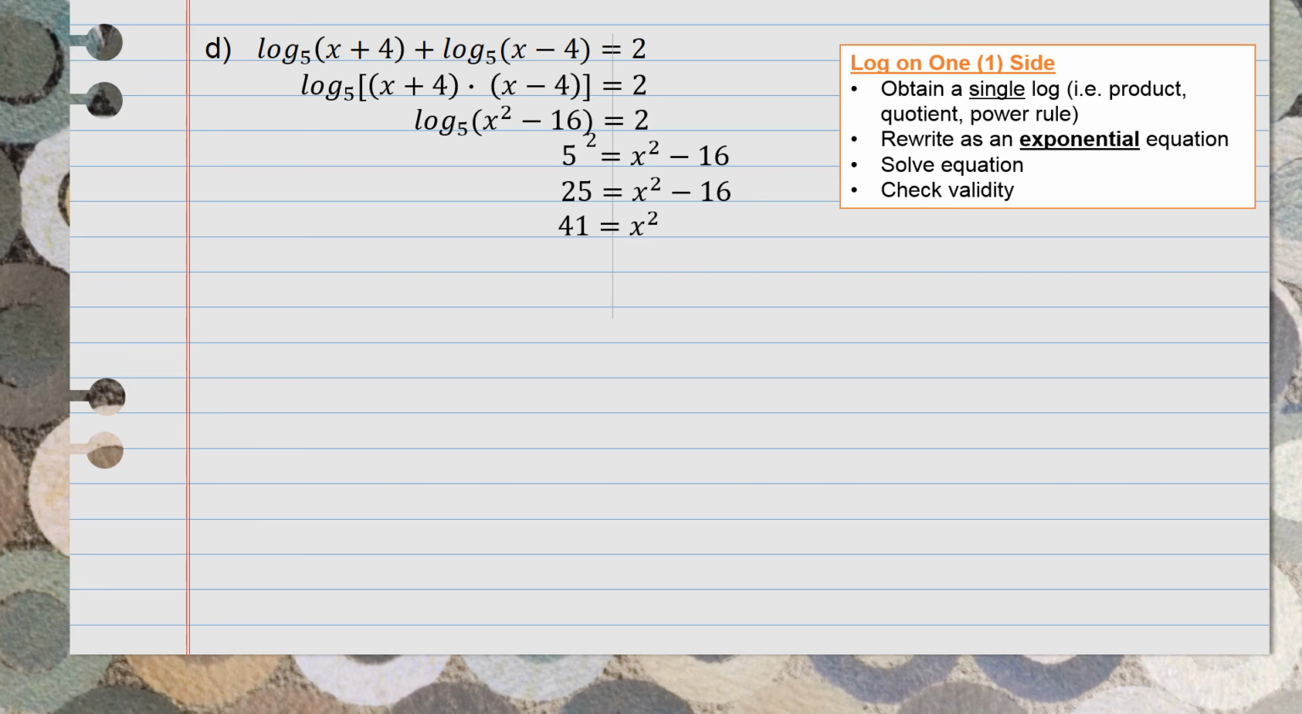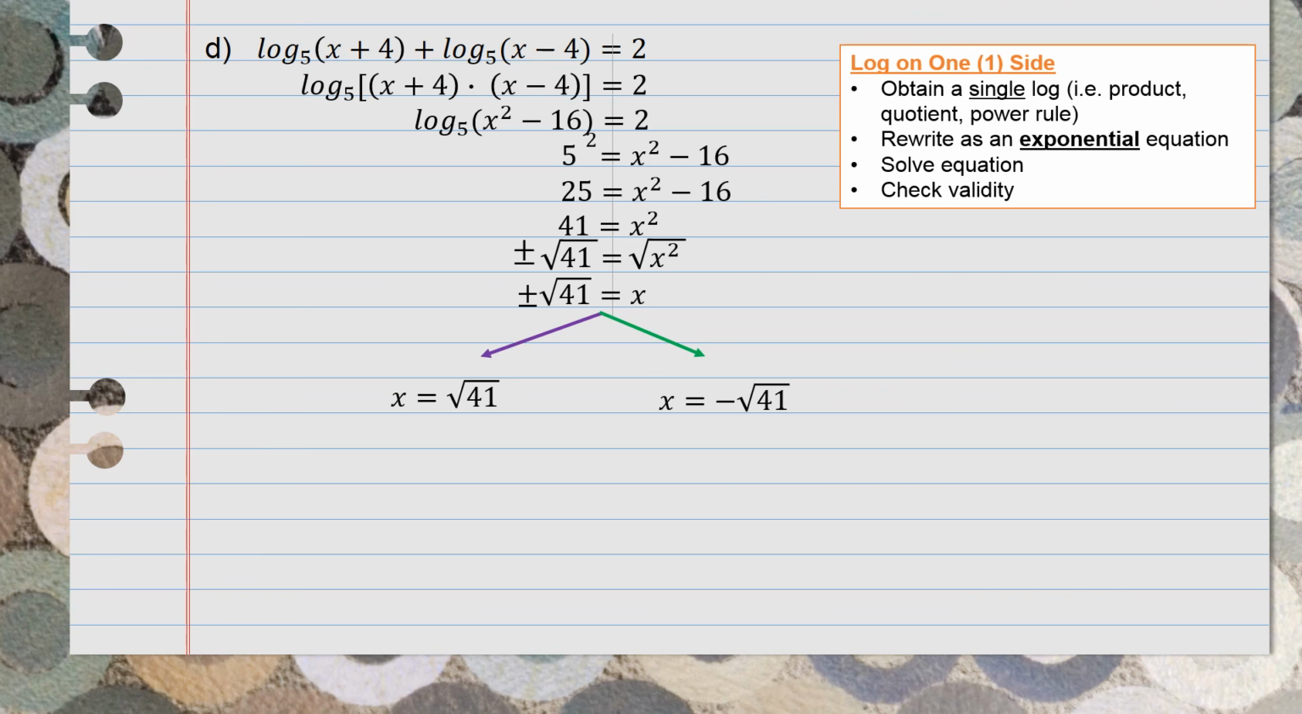Now notice, I don't have x, I have x squared. So how do you undo squaring something? Well, you take the square root of both sides, but don't forget about the plus or minus. And so the square root of x squared leaves you with x, and 41 cannot factor. But we have to separate our answers. We have two separate answers. We have the positive version, x equals square root 41, and we have the negative version, x equals negative square root 41. So these are our exact answers, but we have to check our validity.